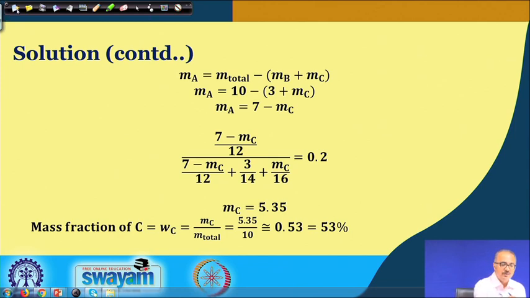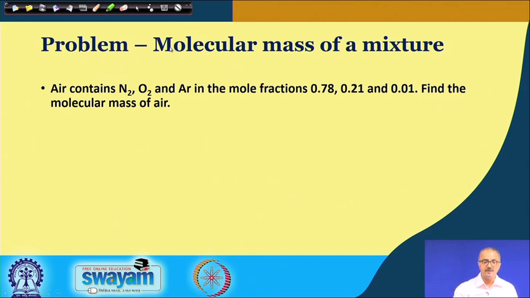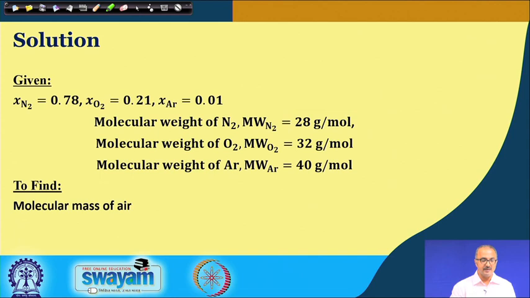Now, coming to the next problem, we have a problem to determine the molecular mass of a mixture. Here we are given air that contains nitrogen, oxygen and argon, and the mole fractions are 0.78, 0.21 and 0.01, and we have to find out the molecular mass of air. So, what do we do here? We have to know the molecular weight of each of the components. Nitrogen is 28, oxygen is 32 and argon is 40.